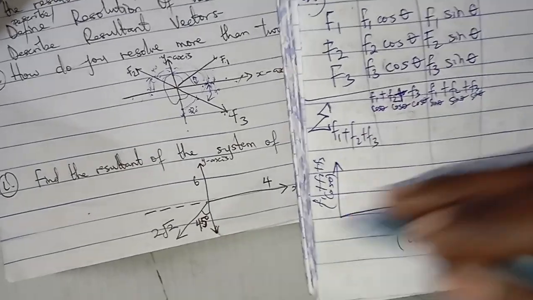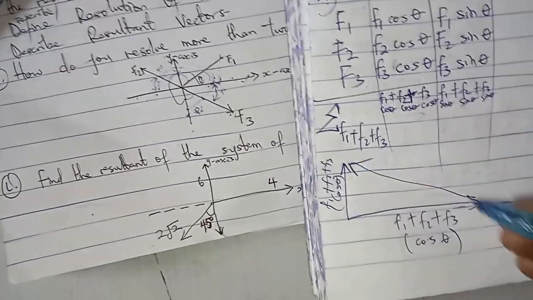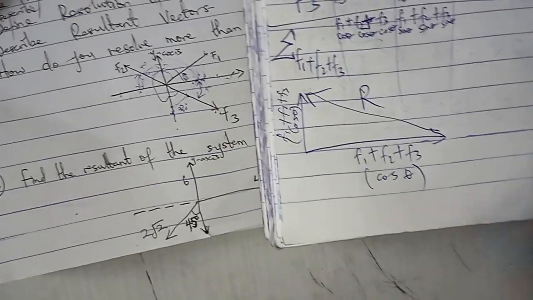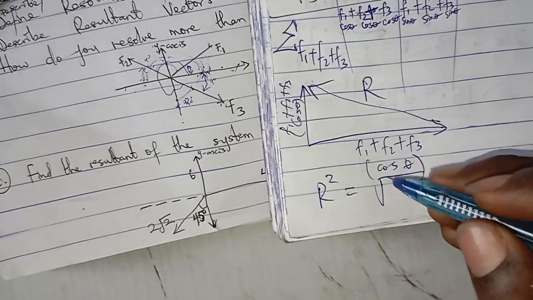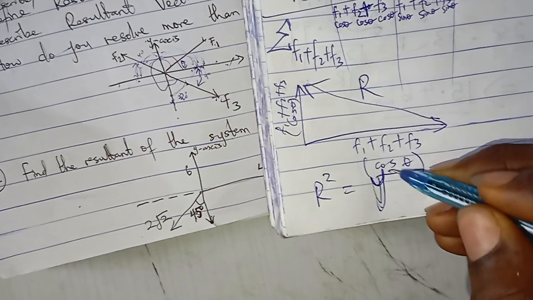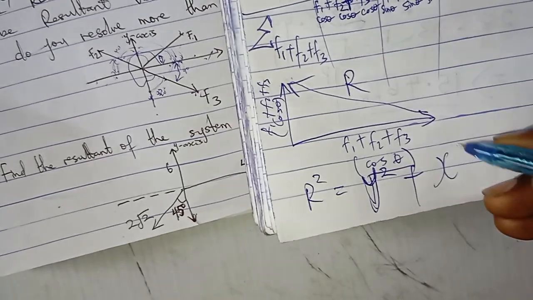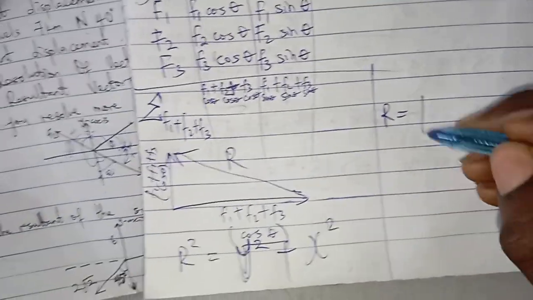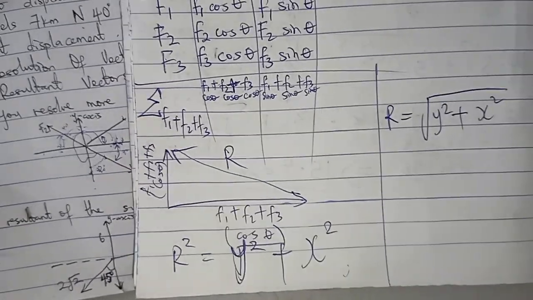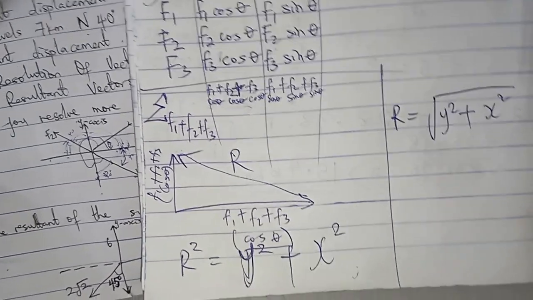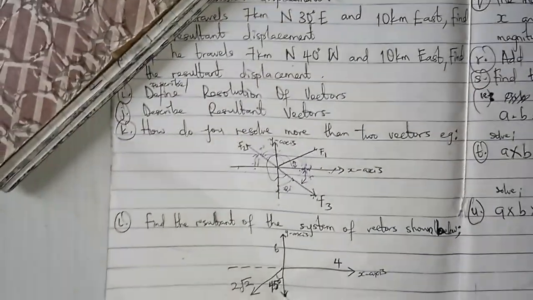So by the time you finish doing it, now using Pythagoras, you get the resultant, the r. So you do r squared equals y squared plus x squared. So to get r will simply be square root of y squared plus x squared. So you get r. Very simple. Alright. That's how you get the resultant.